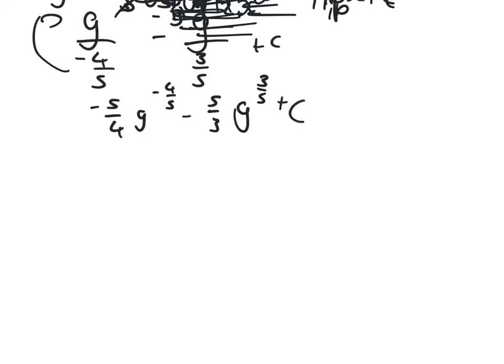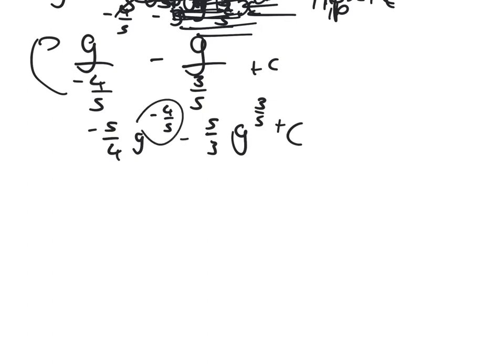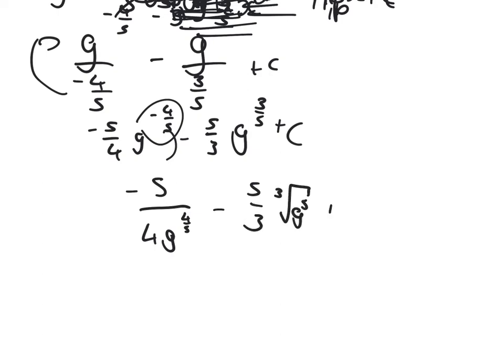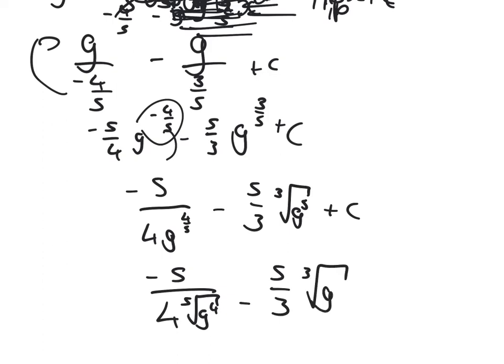Okay, so let's tidy this up. So I can bring this back down, so that will be minus 5 over 4 lots of g to the positive 4/5 minus 5/3 of the cube root of g to the power 5 plus c. So it's minus 5 over 4 lots of the 5th root of g to the power 4 minus 5/3 of the cube root of g to the power 5 plus c. Final answer. Okay, let's try one final one.